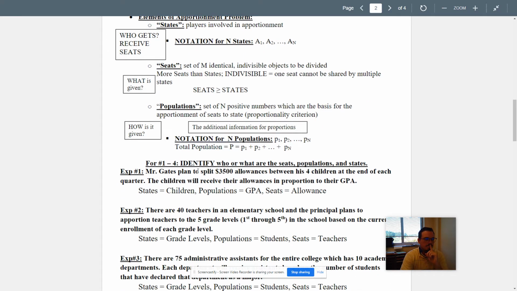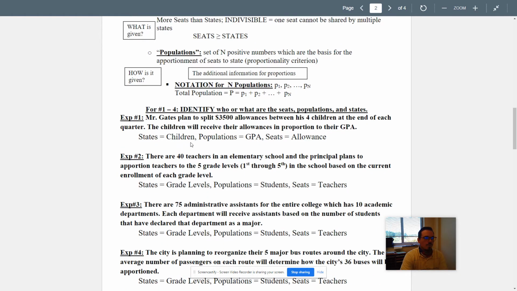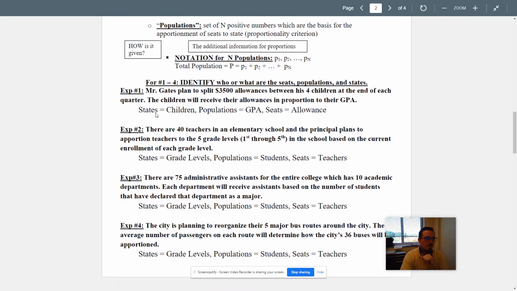Okay, so what we're going to do on 1 through 4 is identify what are the seats, the populations, and the states. So example 1 says Mr. Gate plans to split 3,500 allowances between his 4 children at the end of the quarter. The children will receive their allowances in proportion to their GPA. What are the states? Who are the players? The players are the children.